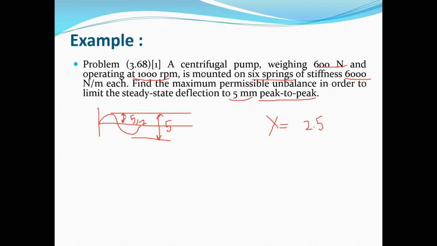We want to find the maximum permissible unbalance in order to limit this motion. And unbalance is in fact m times e. We want to calculate this m times e in this example.